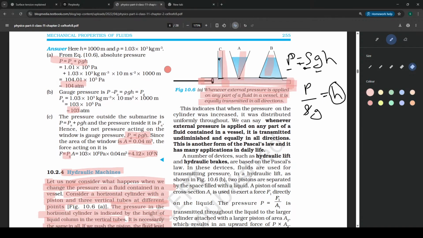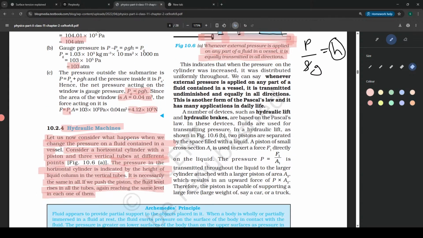And actually, if we do not know whether the pressure is the same or not, we can identify it by observing this apparatus. Because height is the same for all of them, g and rho are obviously constant, that must mean that pressure is equal for all of them. This indicates that when the pressure on the cylinder was increased, it was distributed uniformly throughout.